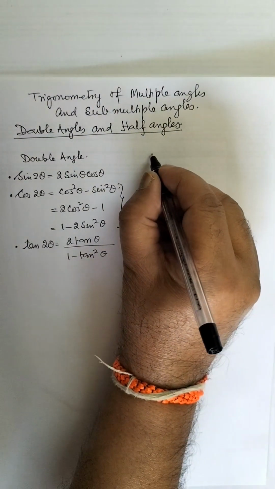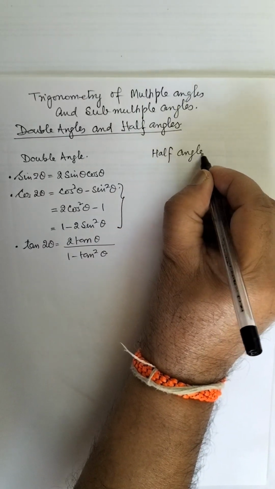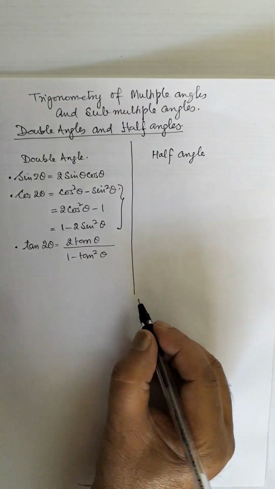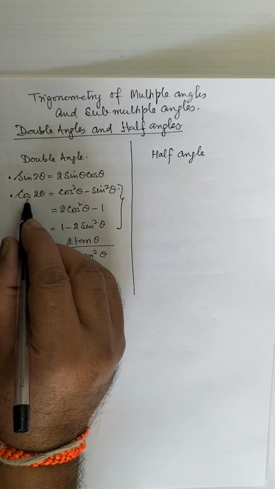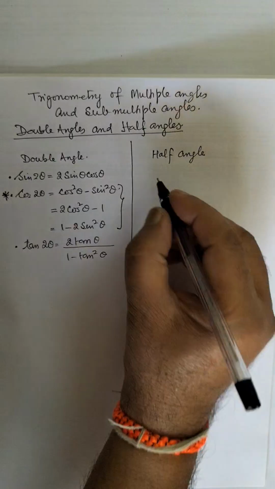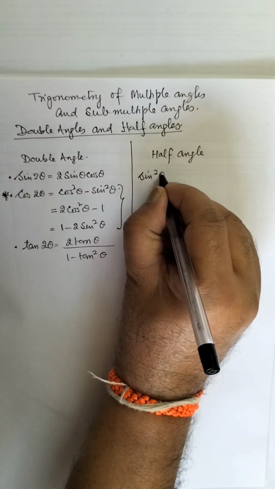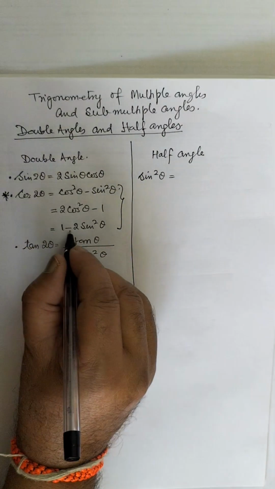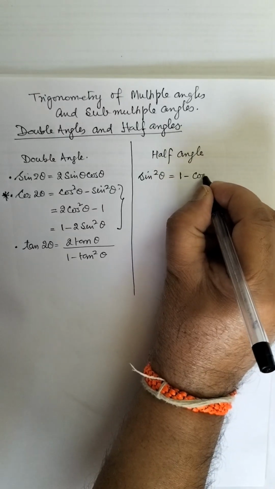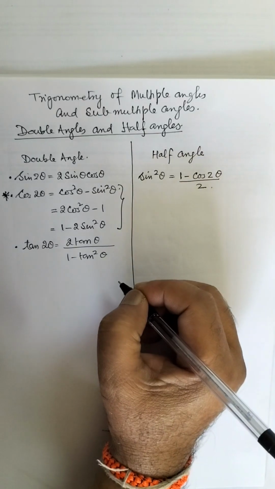Now let us see half angles. Let me just put it this way. Now, from this very second identity, this is very, very important, I told you. From here we have sine square theta, just making use of this, is 1 minus cos of 2 theta divided by 2.